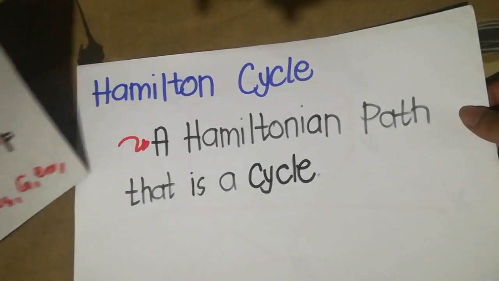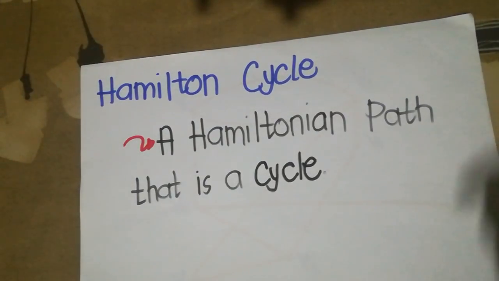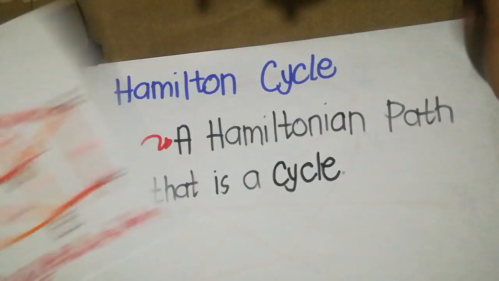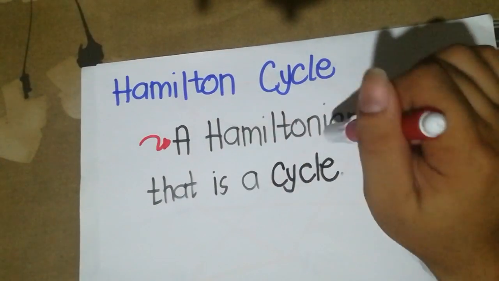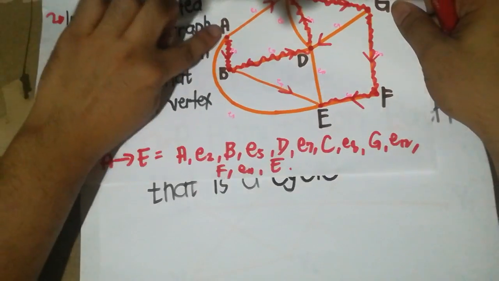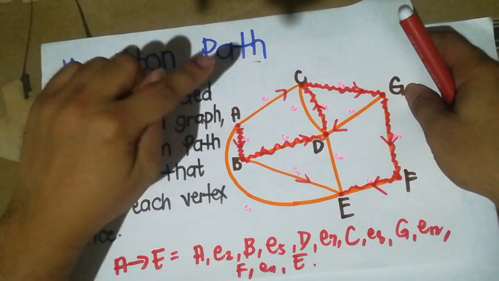Now, there is a special type of what we call Hamilton cycle. A cycle, to recall, is a path. Isa rin siyang klase ng path, pero if you start from vertex A, you have to end up with vertex A. Alright? If you have vertex A, you have to end up with vertex A. Question: from this given example, punta tayo. So, ang definition ng Hamilton cycle, isa siyang Hamilton path, pero dapat cycle siya. Meaning to say, if you start up with vertex A, you have to end up with the same vertex.